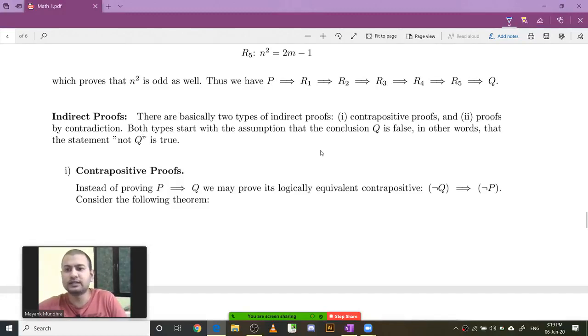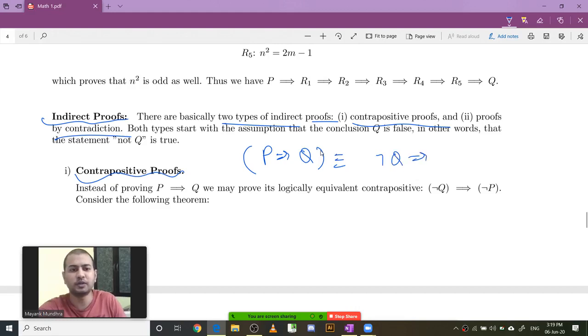Now let's look at indirect proofs. Basically there are two types of indirect proofs: contrapositive proofs and proofs by contradiction. First we look at contrapositive proofs. We have already seen that P implies Q is logically equivalent to negation of Q implies negation of P.